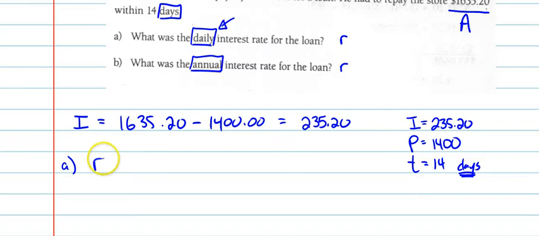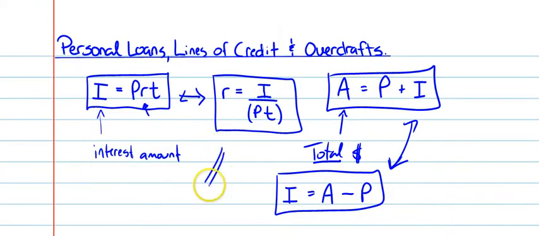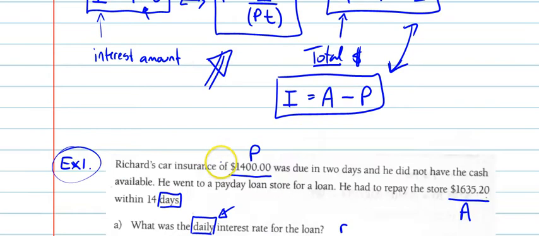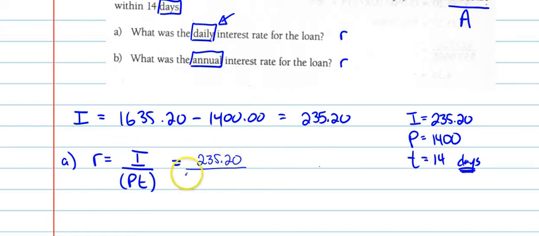So we go to our formula, R equals, and if we look back up here, we're going to be using this formula where we're looking for R. Okay, R is I divided by P times T. I'm putting the brackets in so you remember to do that in your calculator. So 235.20 divided by our 1,400 times 14. I am not dividing by 365 because days and daily, they match. So that cancels out and works out okay.